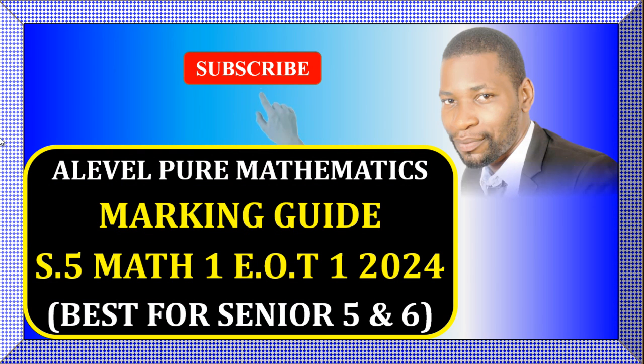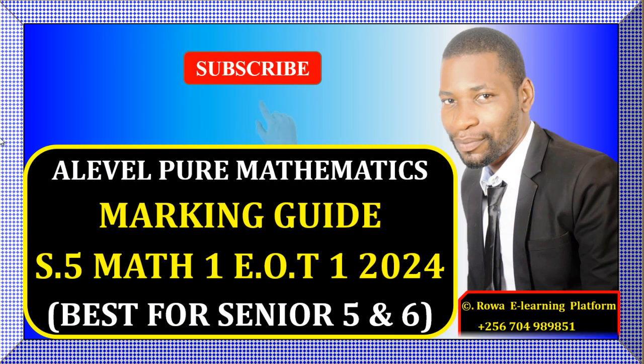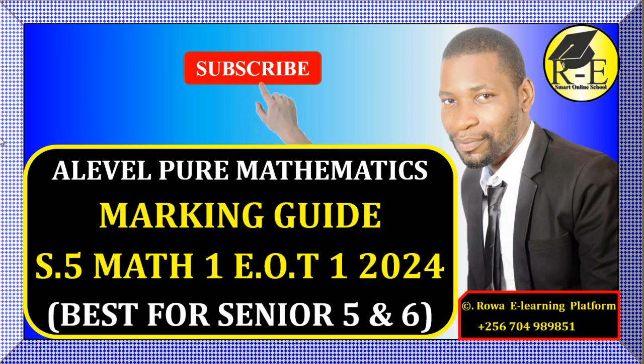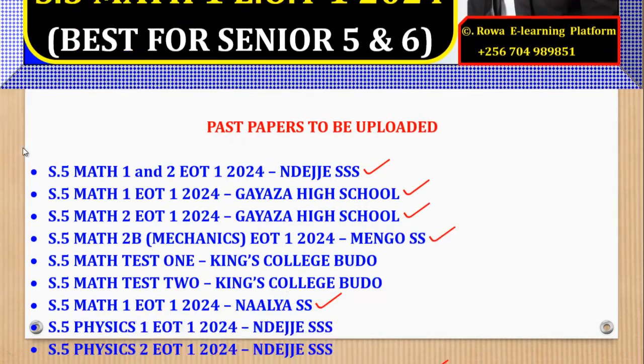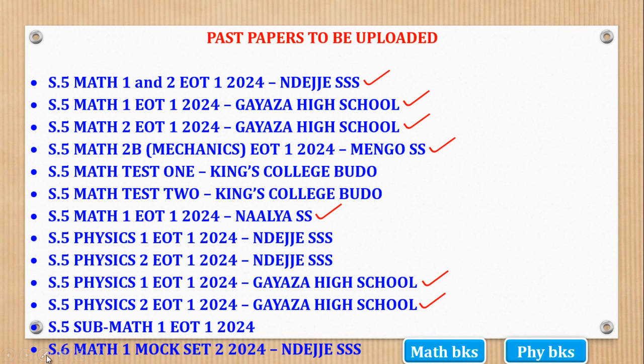In this video we are going to go through the marking guide for Senior 5 Math Paper 1 end of term 1 for the year 2024. This video is suitable for students in both Senior 5 and Senior 6 offering principal mathematics as part of their combination. These are the papers we hope to upload, and in this video we are going to go through the paper for Naalya Senior Secondary School.